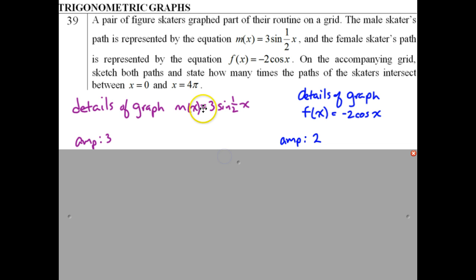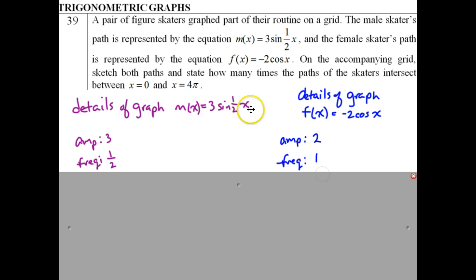Okay, hopefully you said this one has an amplitude of 3, this one has an amplitude of positive 2. Remember, the amplitude is the absolute value of the A value. Frequency. Frequency is the number in front of x. It's the B value. It tells us how many cycles, how many complete cycles we see within a 2 pi interval.